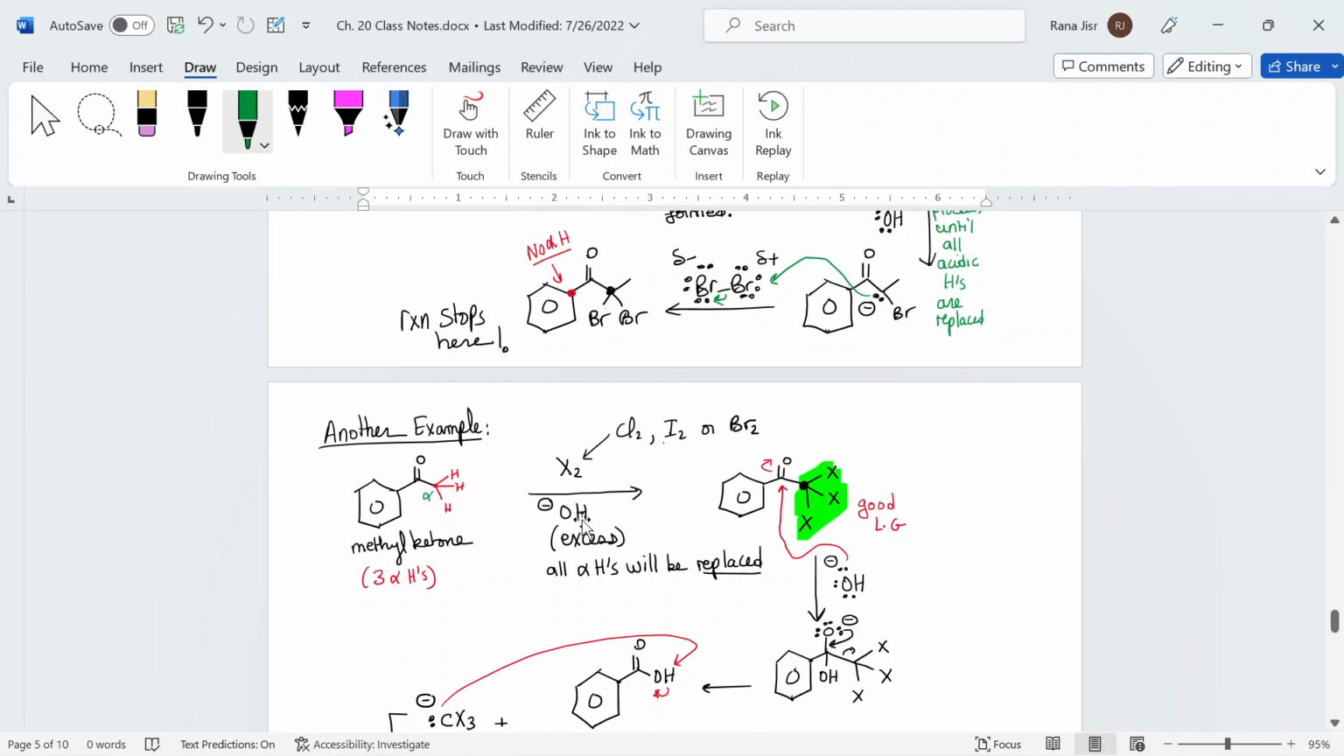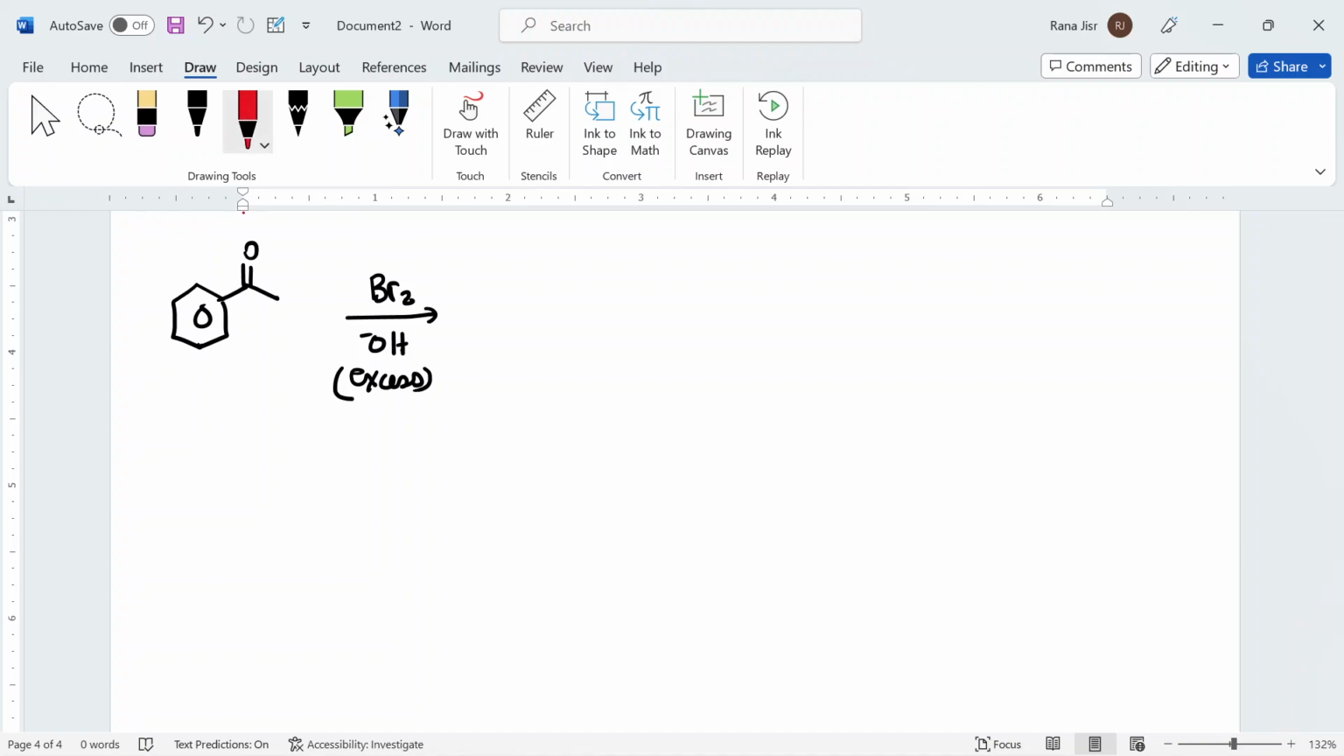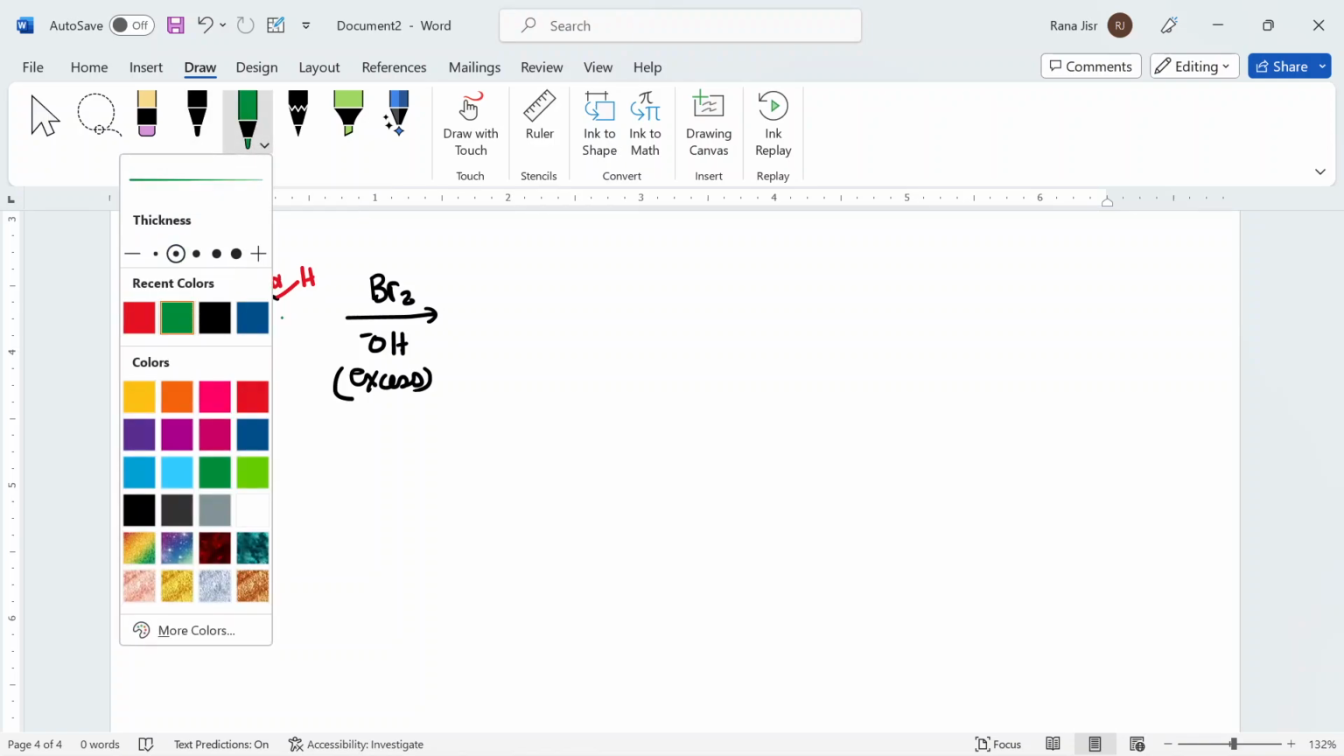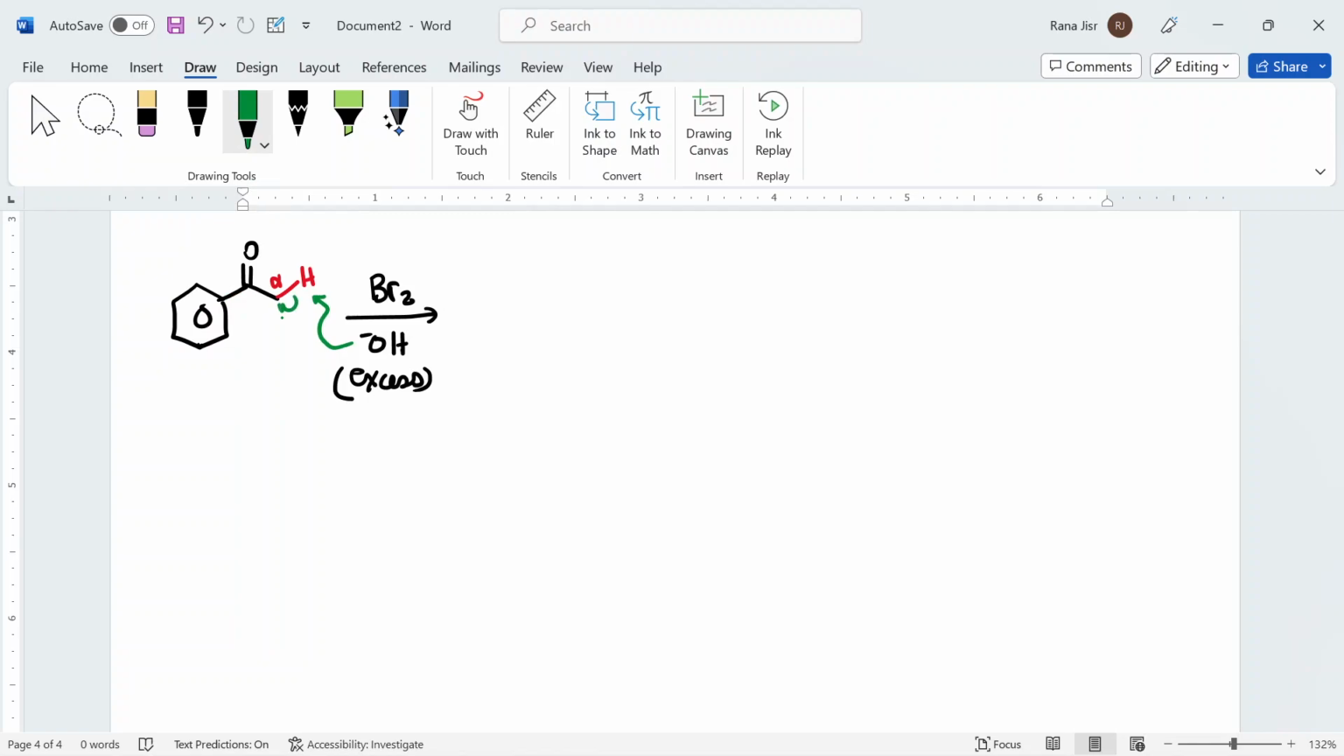This is in basic medium only, and you're using excess of the base, whether it is in excess or not. Bases are always in excess. And if the base is in excess, then the halogen is going to be in excess as well. Okay. So we're going to locate our first alpha hydrogen in there. And the base is going to come, take that alpha hydrogen and make the enolate. We're going to do this 3 times. Every single time we are going to replace the hydrogen by a halogen.